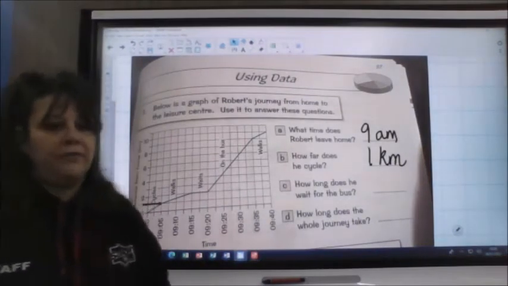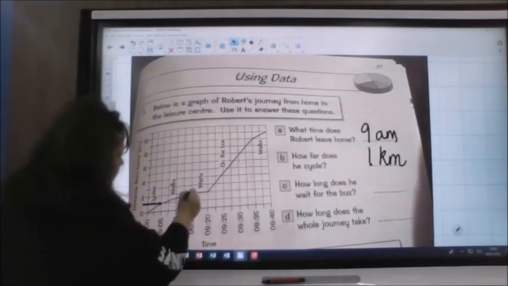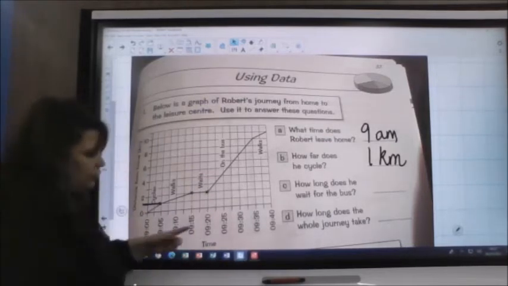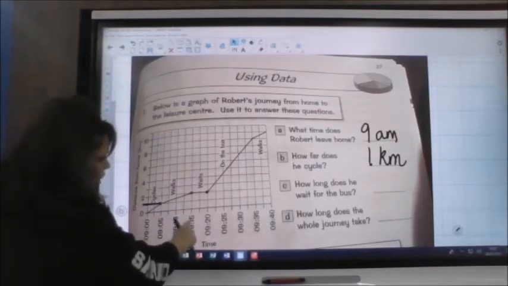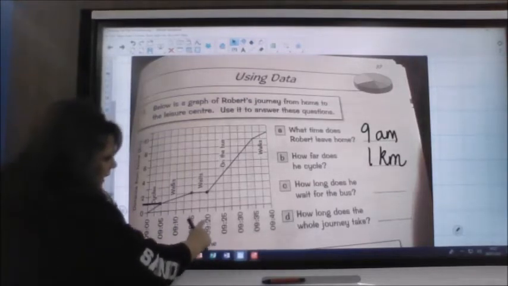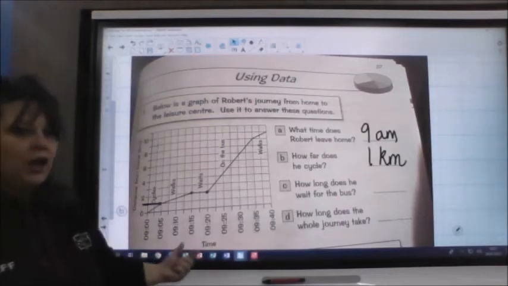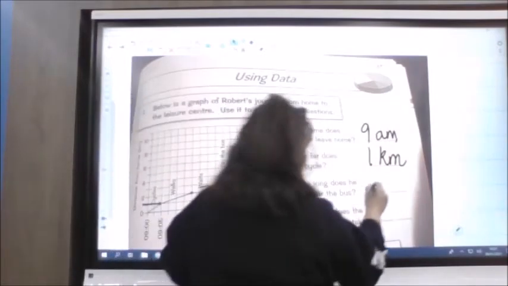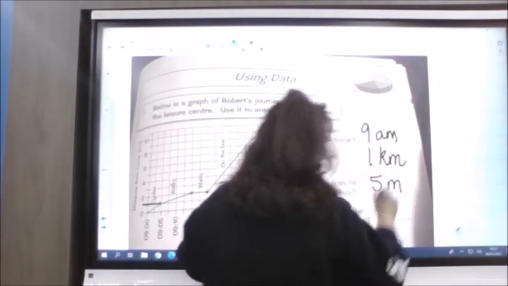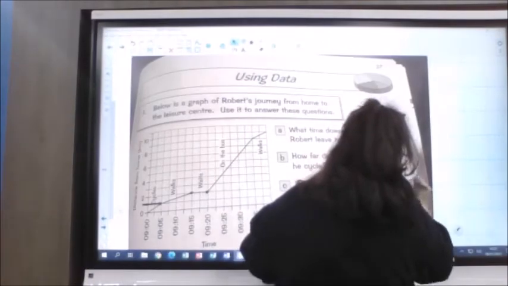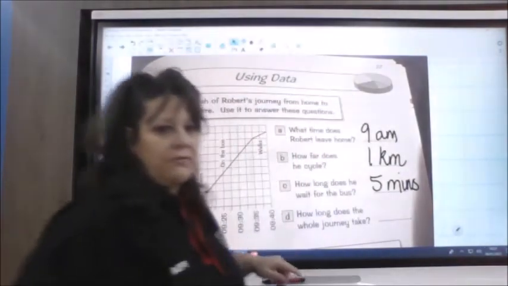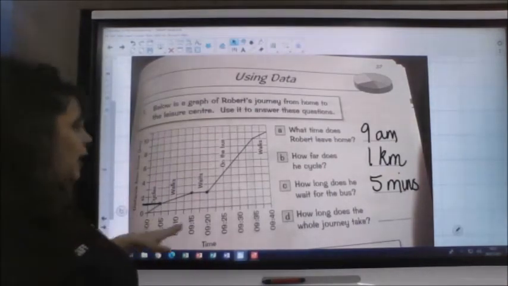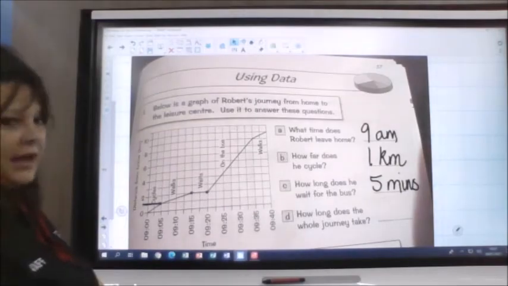So how long does he wait for the bus then? So here we've got, this is where he starts to wait, and this is when he gets on the bus. So how long is he waiting for the bus? So he starts waiting for the bus at 9:15 and he gets on the bus at 9:20. So the difference between 15 and 20 is 5. So he's waiting 5 minutes. Okay, sorry, I better put minutes. I'll put mins for short so I can fit it on. So 5 minutes.